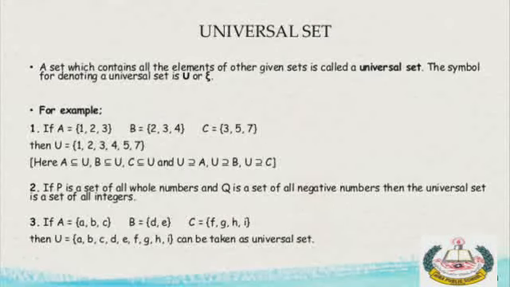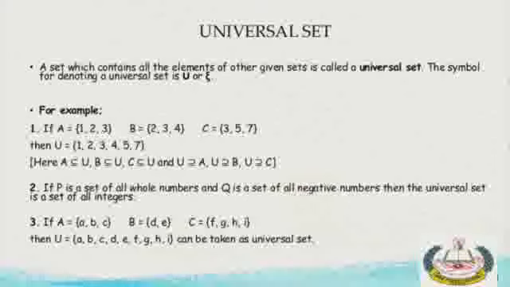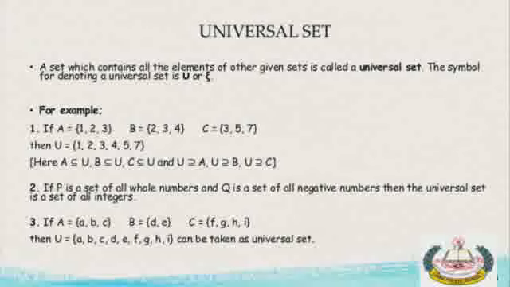Universal set. A set which contains all the elements of other sets is called a universal set. The symbol for denoting a universal set is U. A set consisting of those elements which are under consideration or under discussion in a particular problem or particular set is known as the universal set.